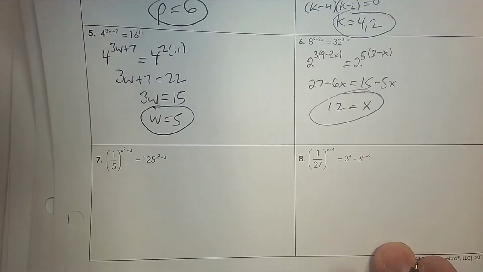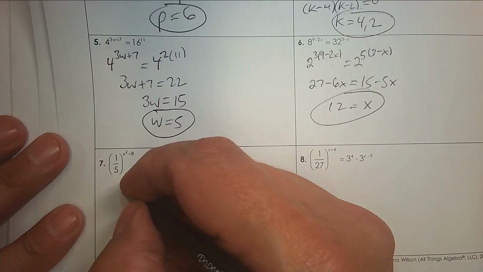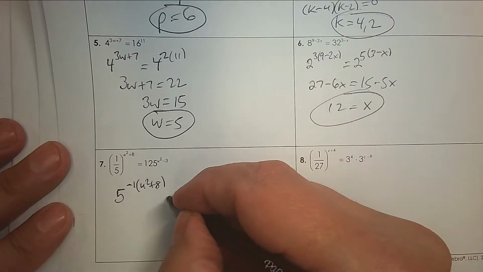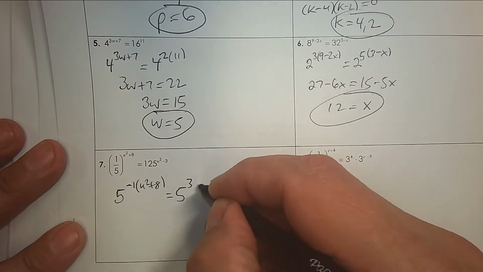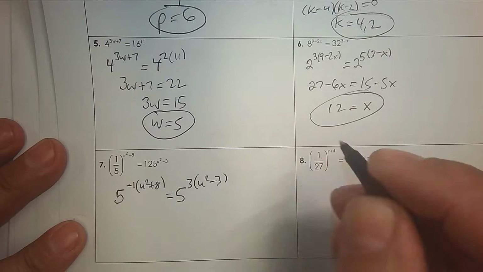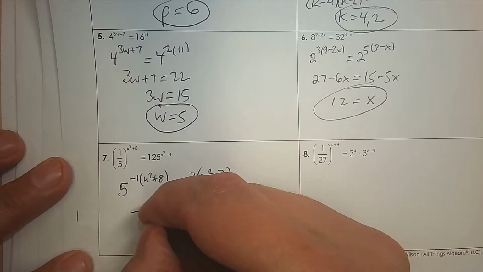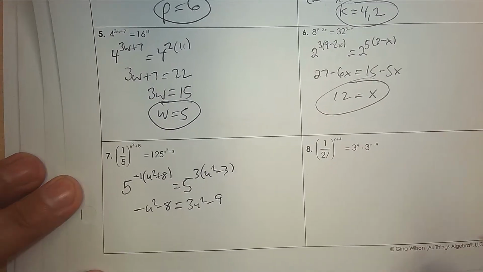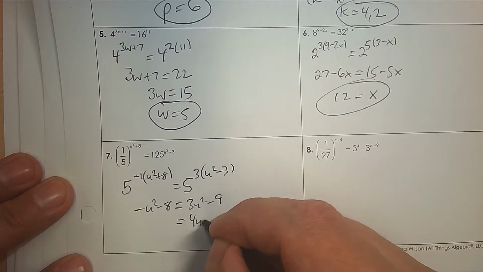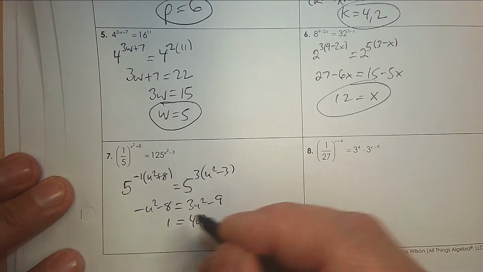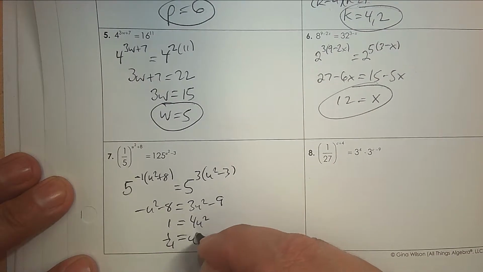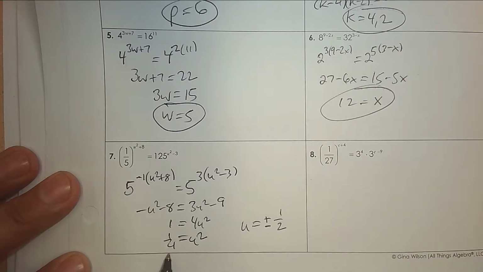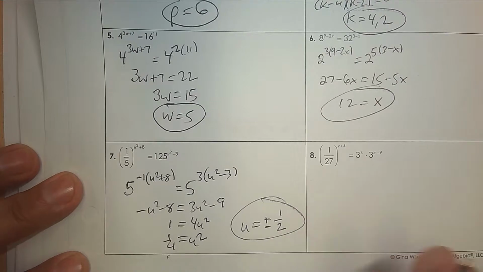Number 7, common bases. So 1/5 can be written as 5 to the negative 1, and we have a u squared plus 8. 125 can be written as 5 cubed, and I have a u squared subtract 3. Now the bases are the same. Then you can take the exponents and make them equal to each other. Add 1 u squared, so you get 4. Add 9, and you get 1. Divide, and you get a quarter. And then when you take the square root, it's positive or negative, and the square root of 1 and the square root of 4 is 2, and you have your two answers.